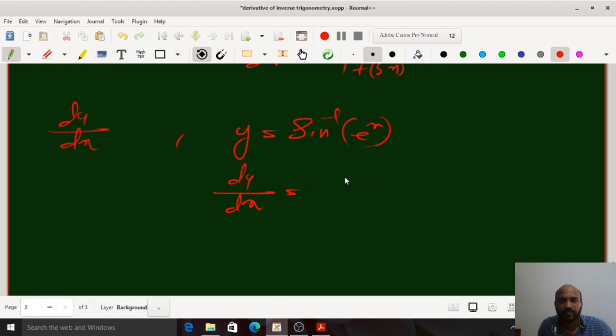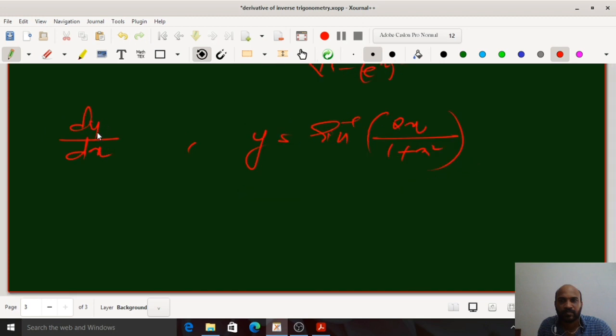First you have to find the derivative of sine inverse, that is 1 by root of 1 minus x square, of e raised to x whole square. After that you have to find the derivative of e raised to x, that is e raised to x.